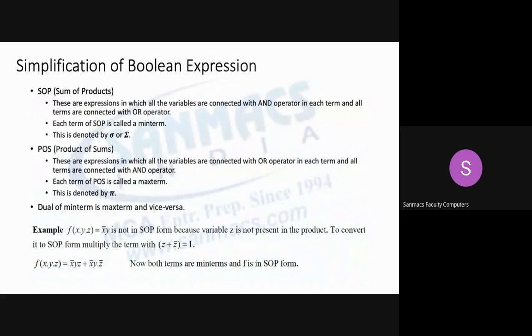So now we're going to see how we can simplify Boolean expressions. There are two ways of doing that. The first one is sum of products. These are expressions in which all the variables are connected with the AND operator in each term, and all the terms are connected with an OR operator. Each term of the SOP is called a minterm.